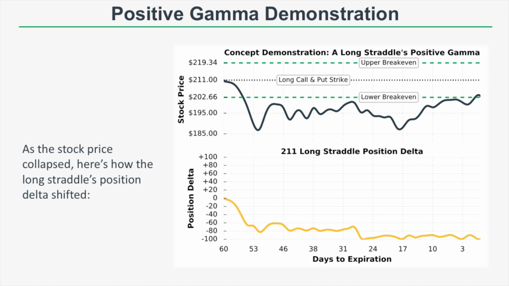Now the opposite is true on the upside. If the stock price starts to increase, a long straddle's position delta will start to grow towards 100 for each long straddle, and that's because the long call will be more and more in the money, and the position delta of that long call will approach plus 100, while the long put's delta will approach 0. So that means the long straddle's position delta will grow more towards plus 100, and that just means that we want the stock price to continue rising because we'll benefit more and more from a continuation of that move.